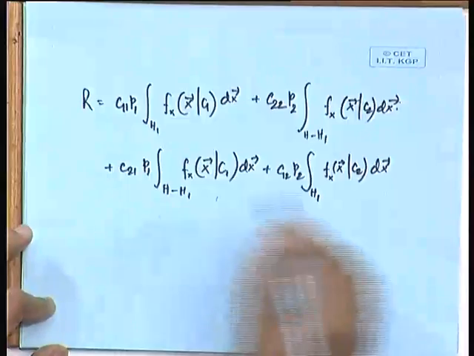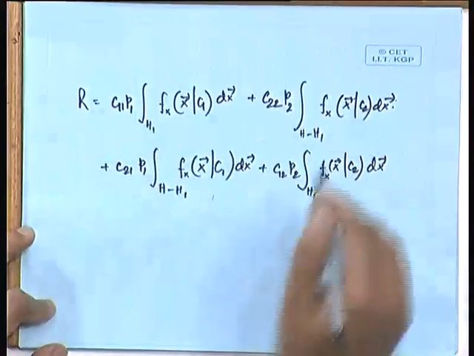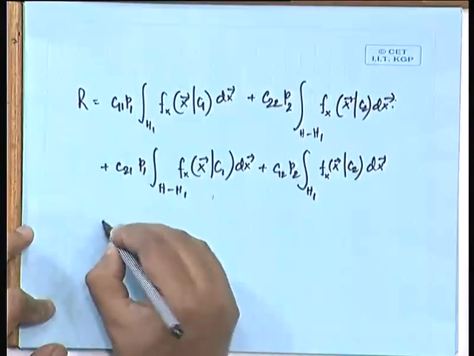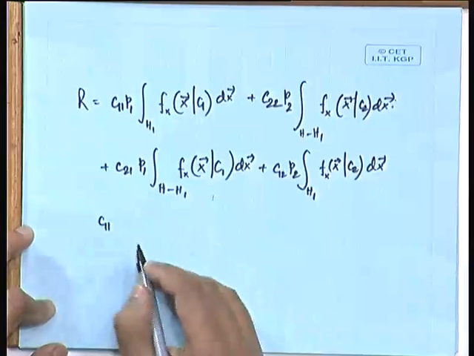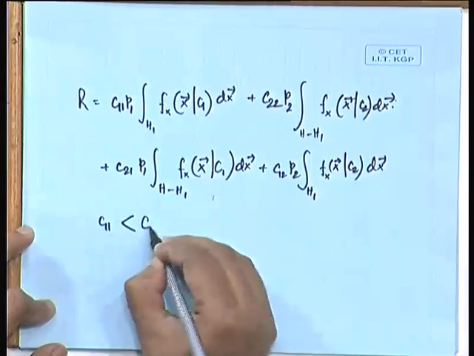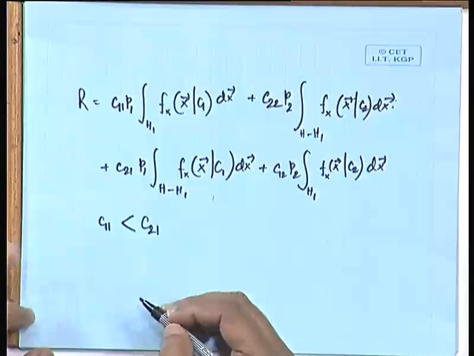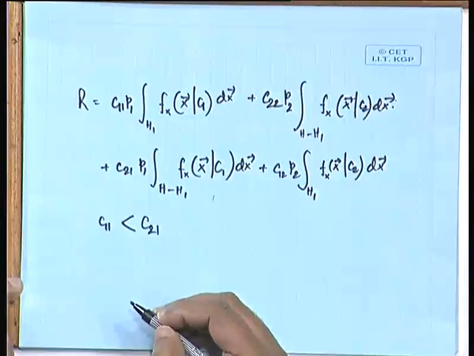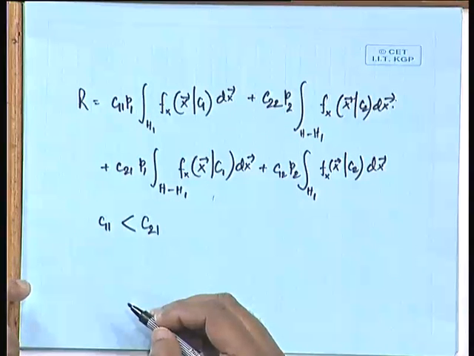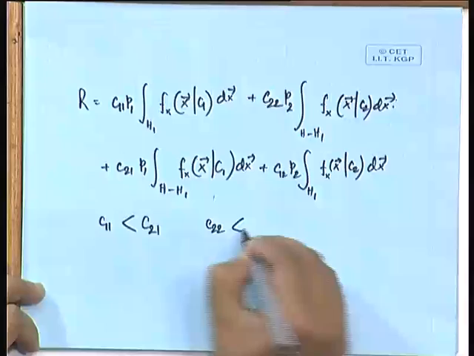So, we are going to make that simplification, and also noting very much that C11 is less than C21, because what is C21? C21 is drawn from class 1 and put into class 2, and C11 is drawn from class 1 and put into class 1. So, it is correct classification of 1, and this is incorrect classification of 1. So, C11 is obviously less than C21, and C22 is less than C12.